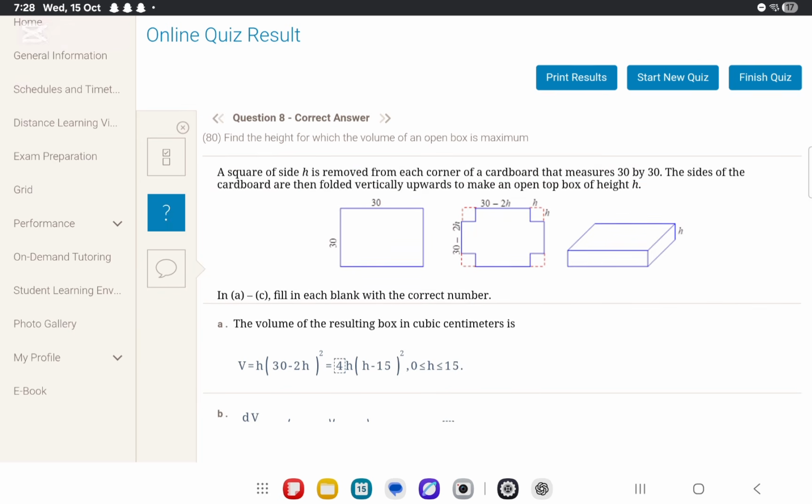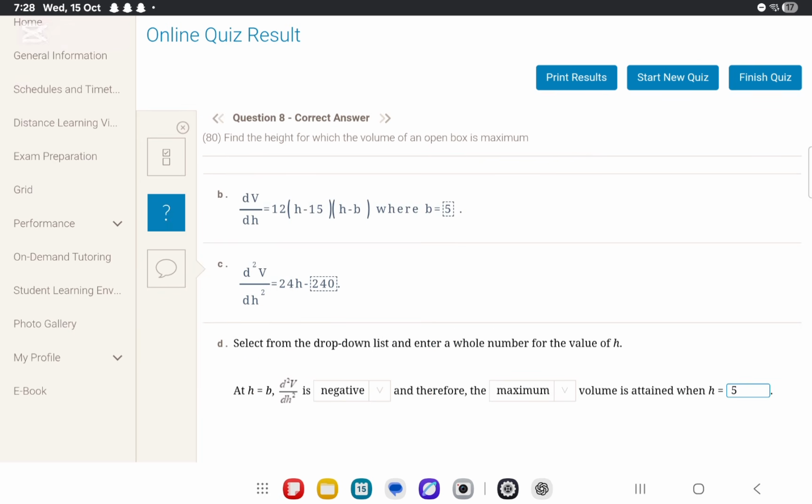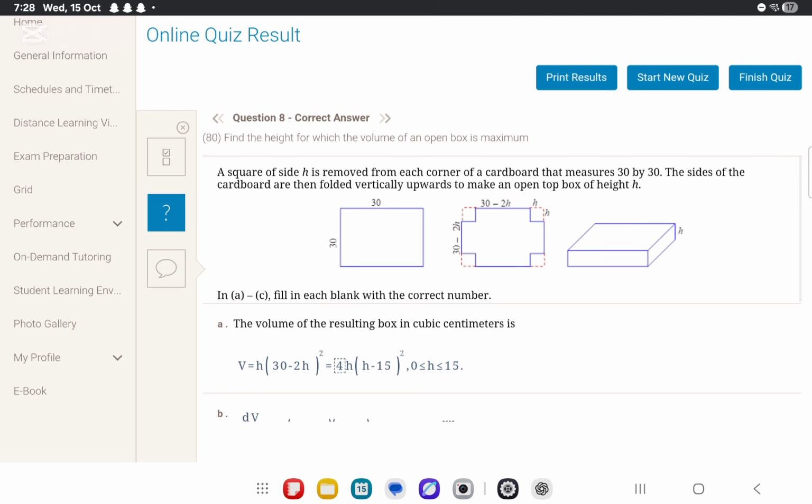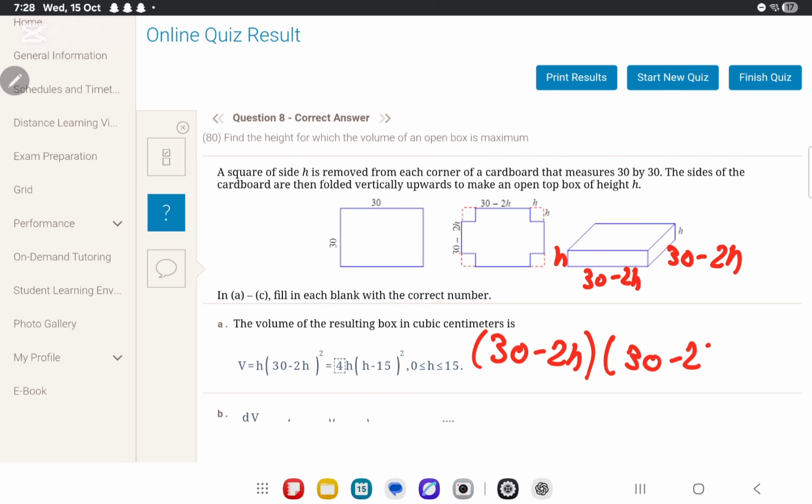This is the same exact concept as one of them. So you find the volume. The volume is, I'm using this to find it, because look, I can use this 30 minus 2h here, 30 minus 2h here, and h is here. It's given to me also. So length times width times height. Length is 30 minus 2h, the width is 30 minus 2h, and the height is h. So 30 minus 2h into 30 minus 2h into h. This is my volume.